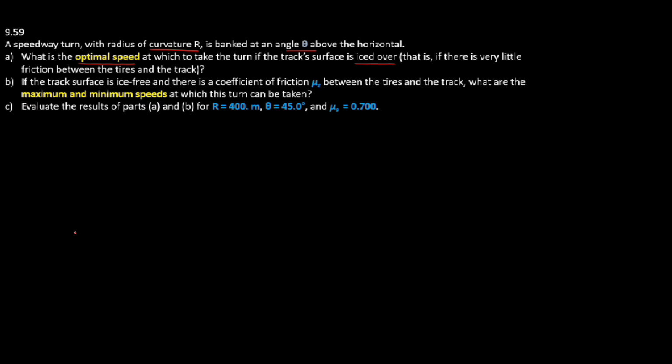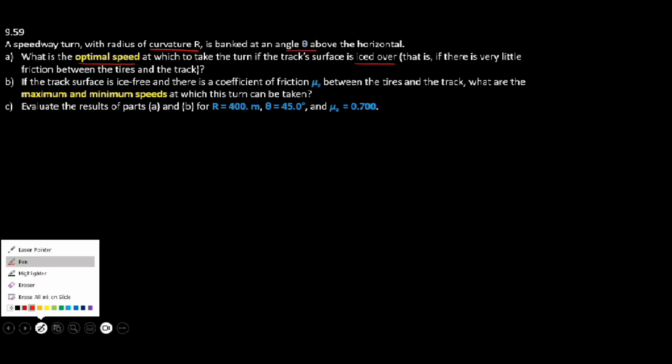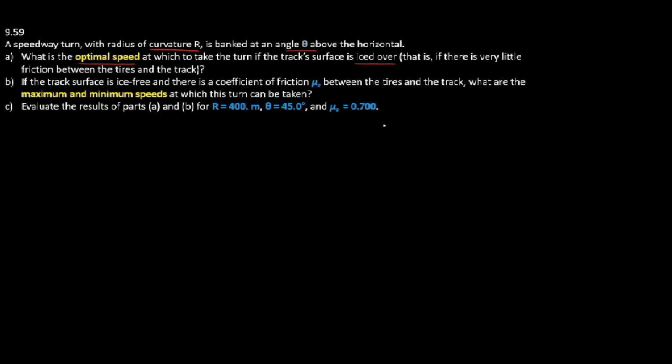So let us first sketch the problem. When we bank the road, that means we raise the edges of the road by an angle theta with the horizontal. So this is my banked road. Then we place the car on top of the road.